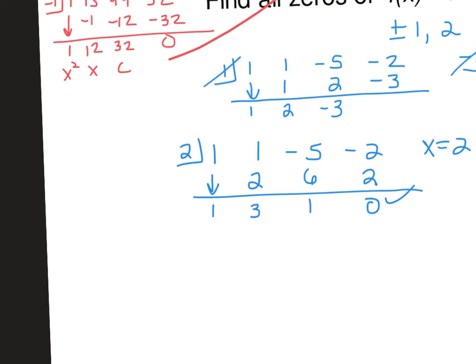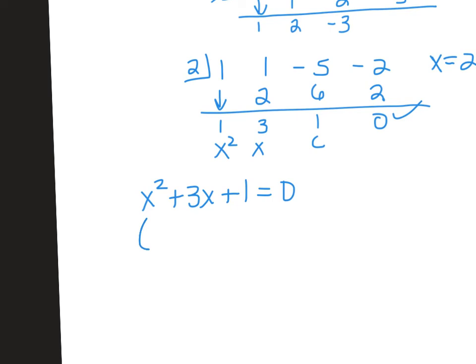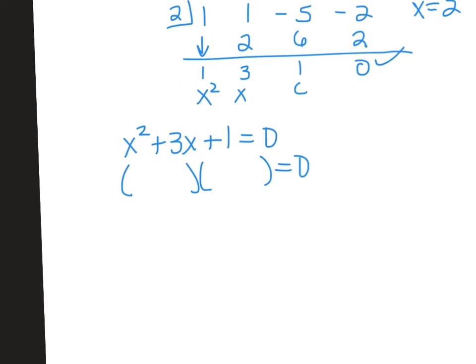So what am I left with? Since I started off with x cubed, this is x squared, x, and a constant. So I have x squared plus 3x plus 1 equals 0. It's a quadratic, so I'm like, okay, let's factor this bad boy. Factors of 1 that multiply to give me 1 and add to give me 3. There aren't any. Oh no, what does that mean we have to do? The quadratic formula.